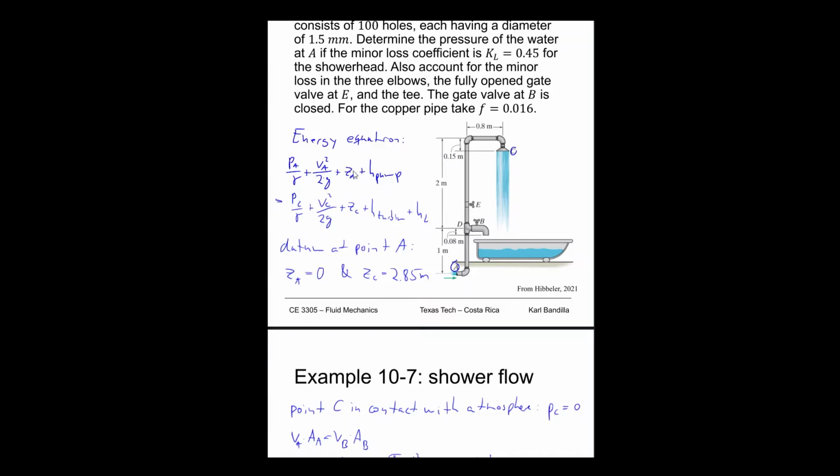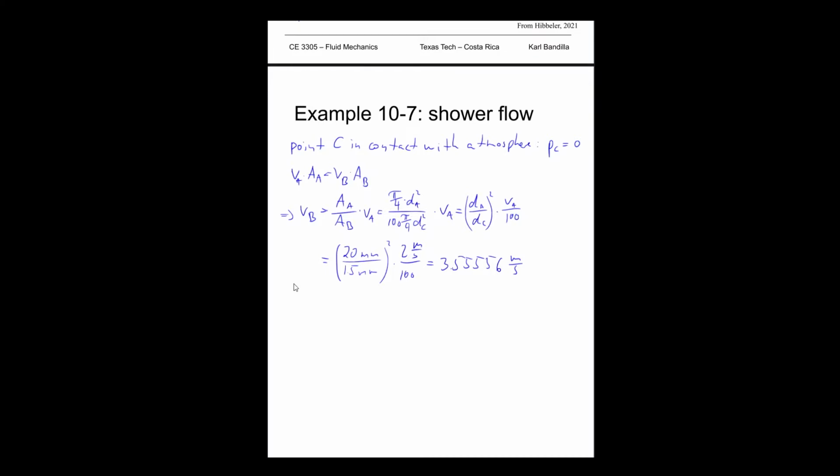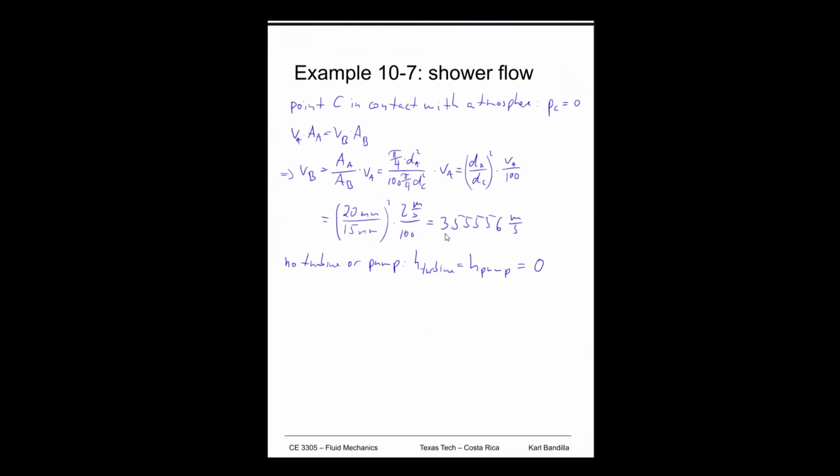All right, so now I have the velocity. Here we have the Z's, H pump, H turbine. We don't have any, so that's easy. No turbine or pump means H turbine is equal to H pump is equal to 0. With that, we're left with HL. All right, so we'll have minor and major losses.